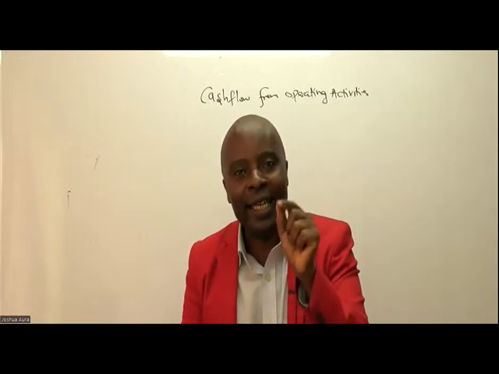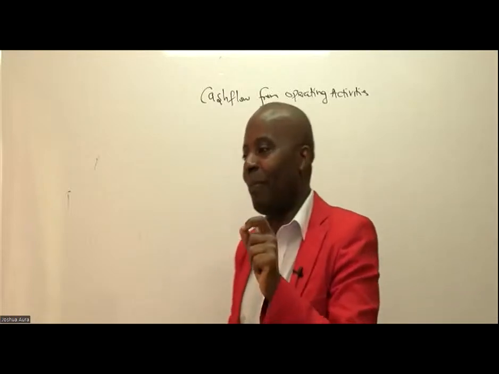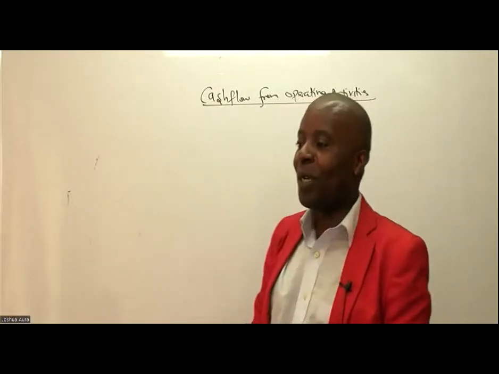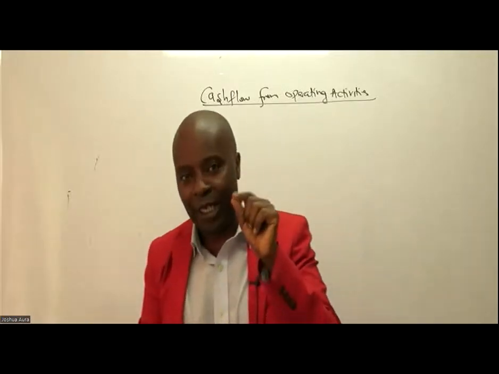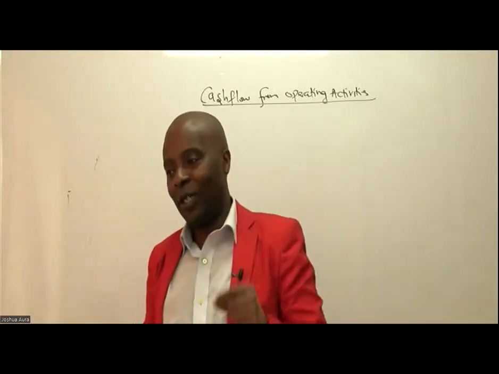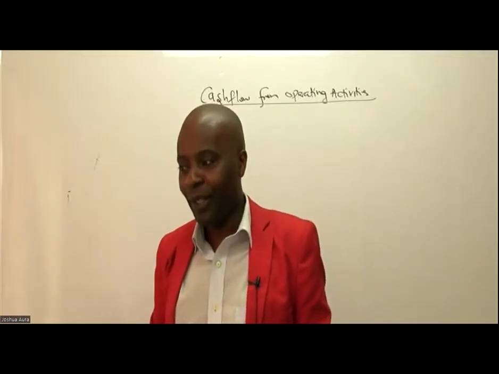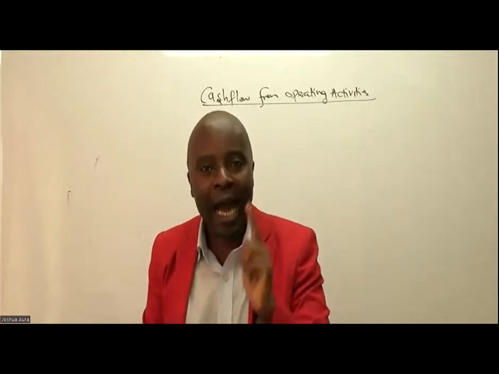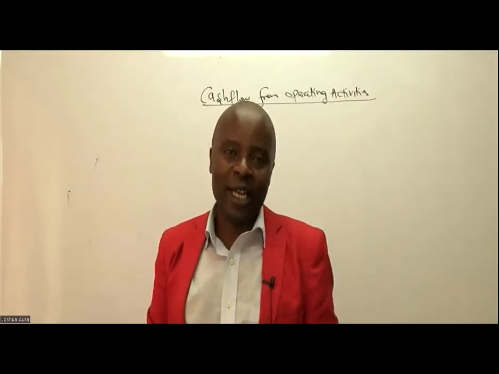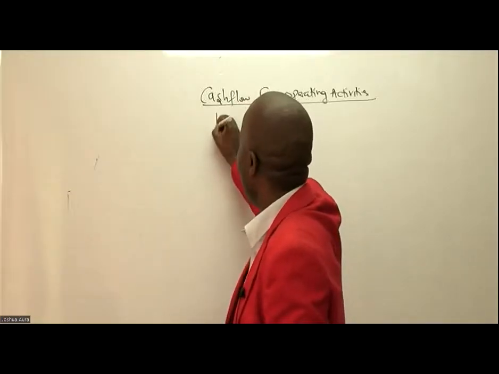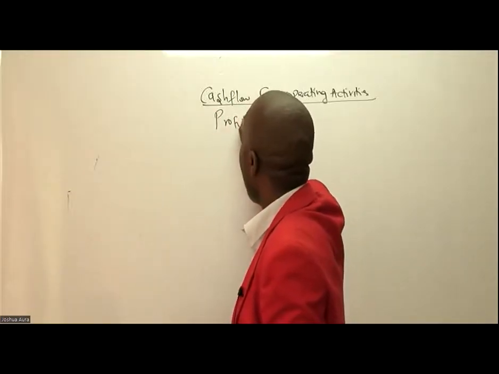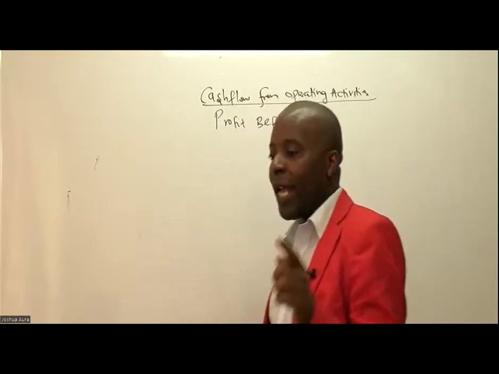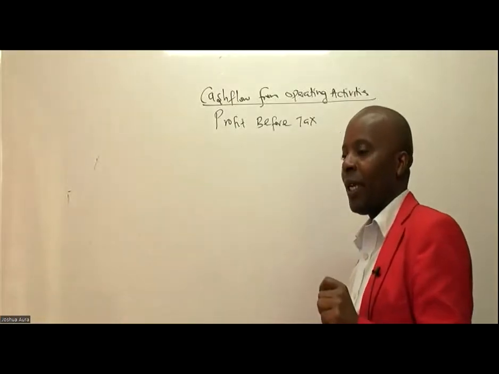And the indirect method, is there anybody who is able to remember what we're supposed to start with here? Somebody. The first item under operating activities and the indirect method, is there somebody who can remind us which item we are supposed to start with? Profit before tax, you are right. So you're supposed to start with profit before tax.